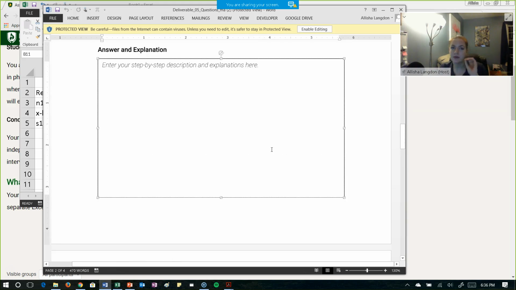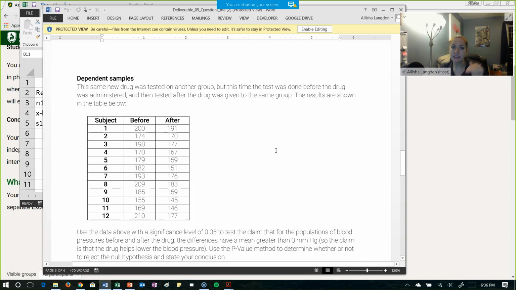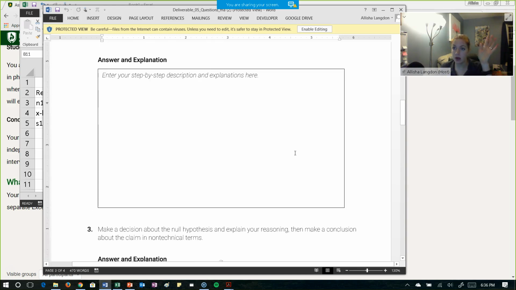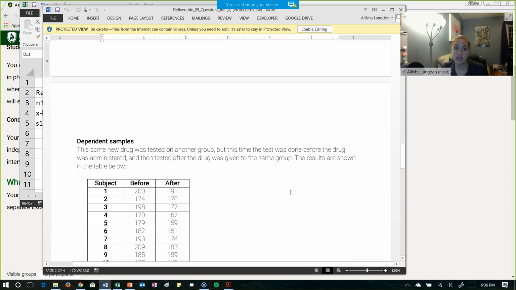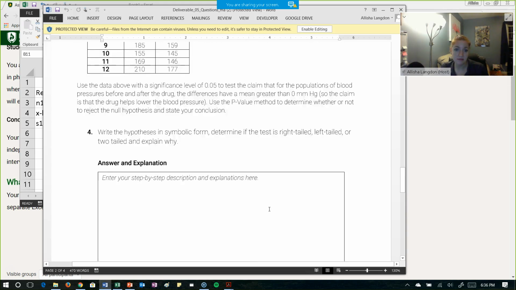So right now you can only do the first three. We're going to get to the second one, dependent samples, on Wednesday when we go through that. So knock out the first assignment, and then when you come back on Wednesday, you'll be able to hopefully knock out the second one. Sound good?